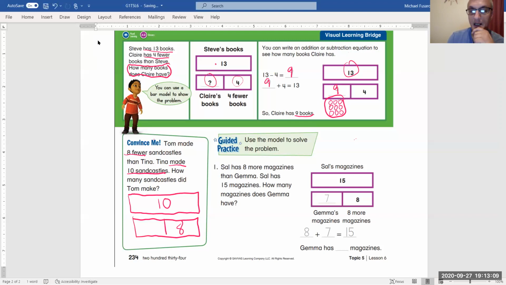So we count on 8, 9, 10. So really, this is 8 plus 2 equals 10. Or we could say, remember I always say we can always find room somewhere, 10 minus 8 equals 2. So Tom makes 2 sandcastles.